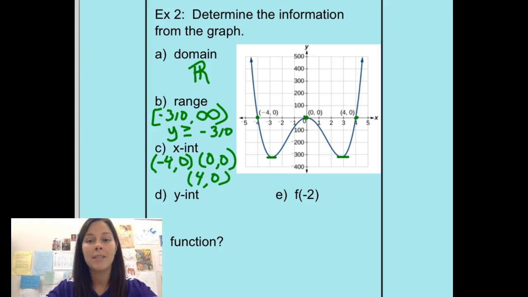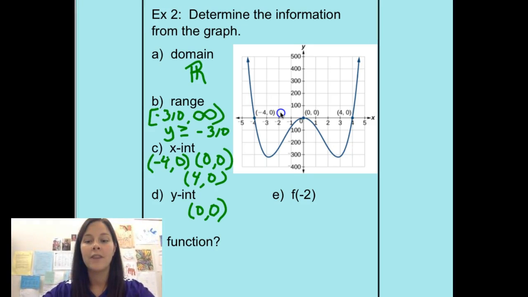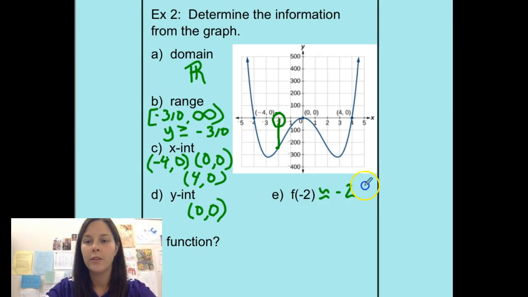Y-intercept, same thing happened as the last time. We have that x-intercept and y-intercept both crossing at (0, 0). Now we're going to find the value of the function when our input is -2. We go to -2 on the x-axis, down to where that hits the graph, and it looks like it's roughly -250.